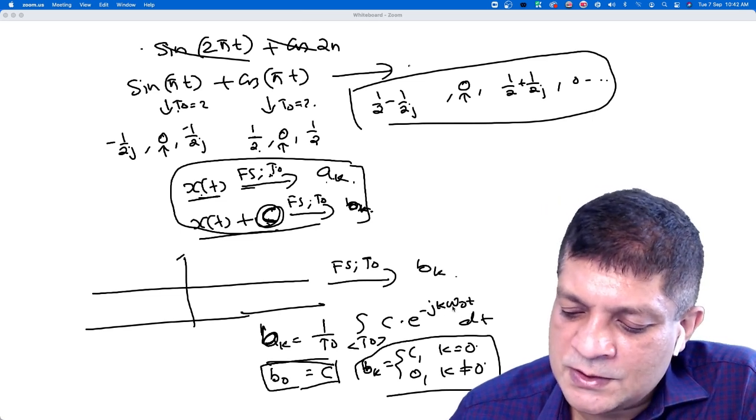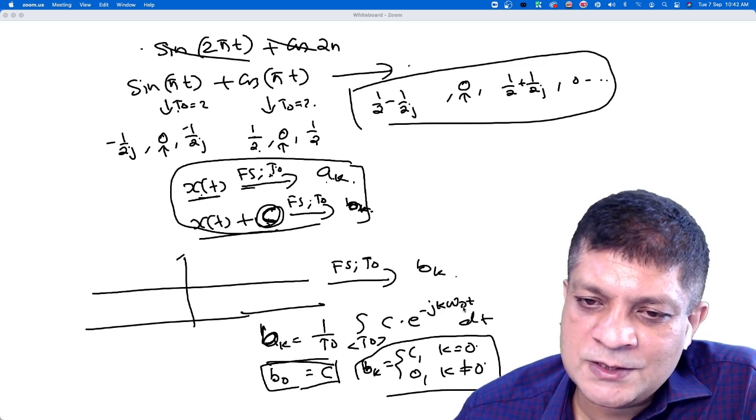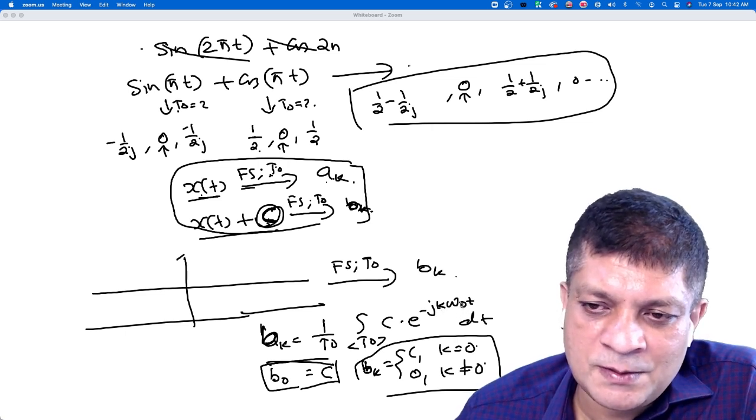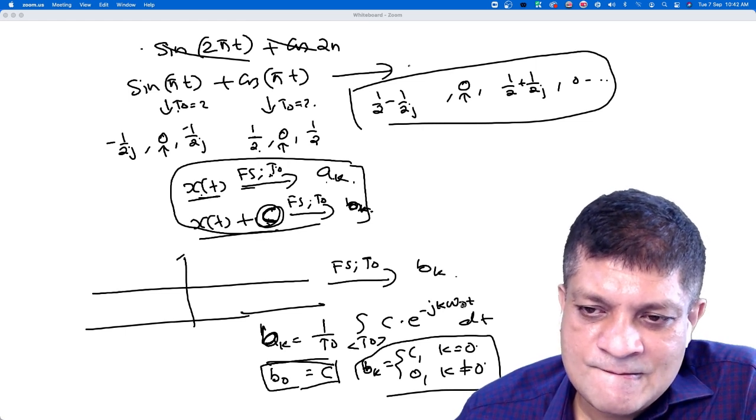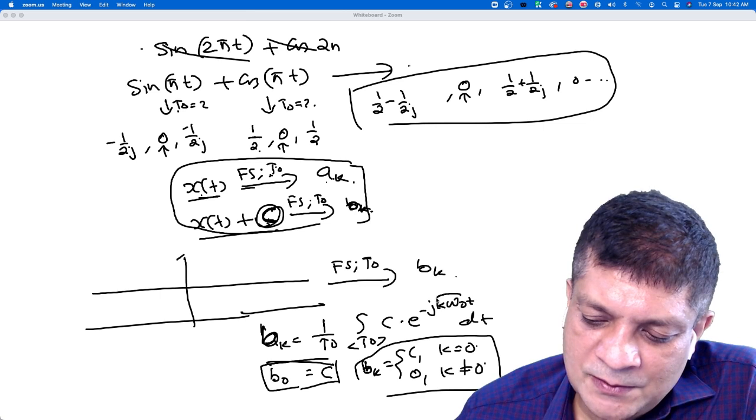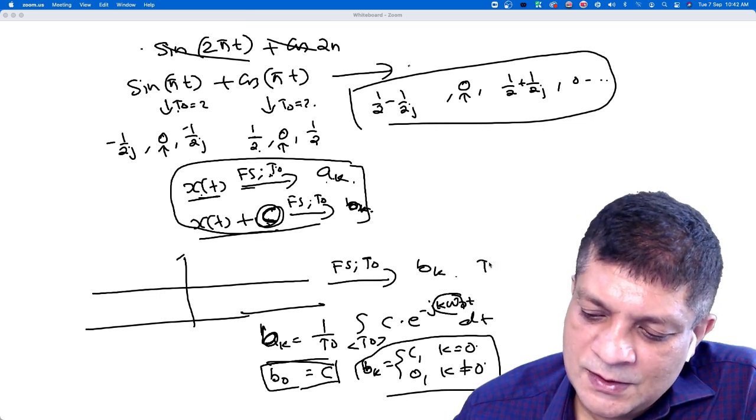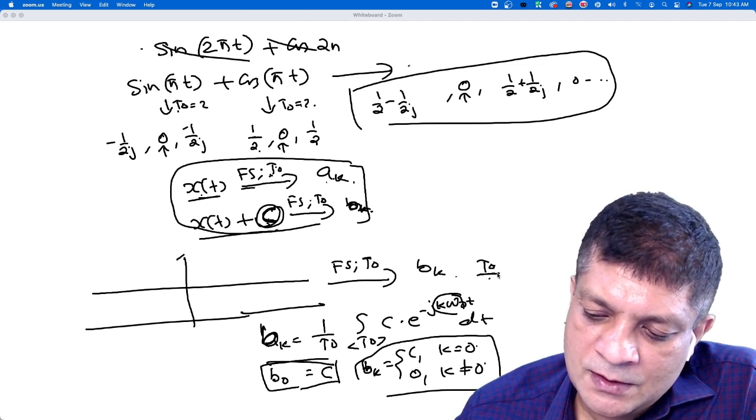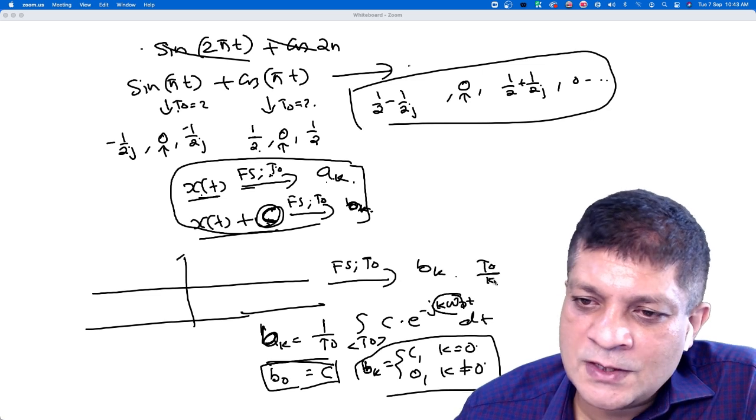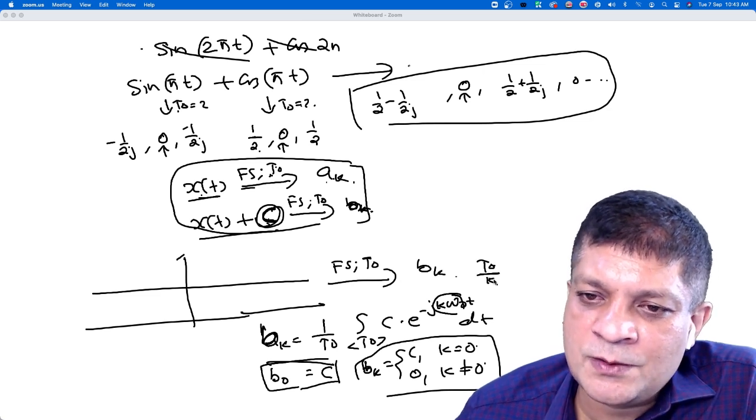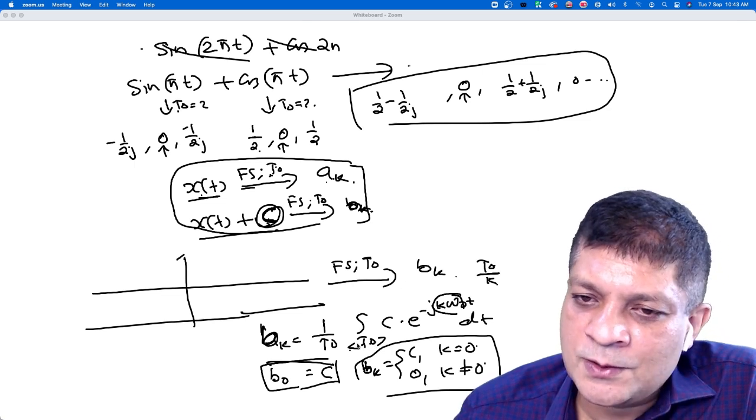Because e to the power minus j k omega naught t is a periodic signal. And what is its fundamental period? What is the period of this k omega naught t? Is it T naught or T naught by k? T naught by k. If you consider the kth harmonic, the period is T naught by k. And you are integrating it over T naught.